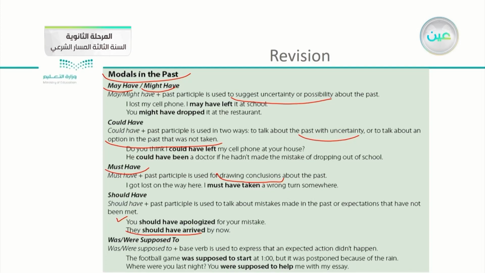The last one is was or were plus supposed to. Supposed to means that you have to do something. It is used to express an expected action that didn't happen. For example, you say the football game was supposed to start at 1 o'clock, but it was postponed because of the rain. So it should have started at 1 o'clock, or it was supposed to start at 1 o'clock, but it didn't. Why? Because it was postponed. They delayed the time of playing this match.